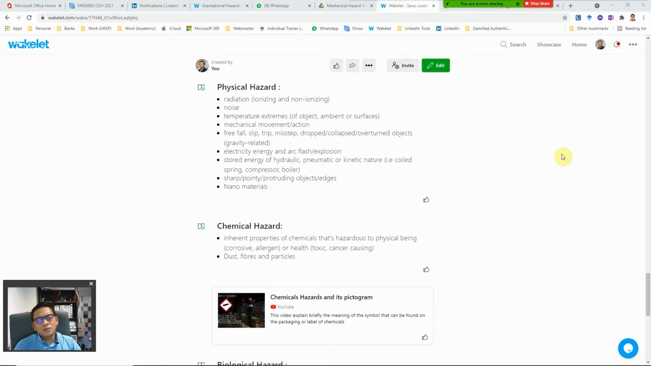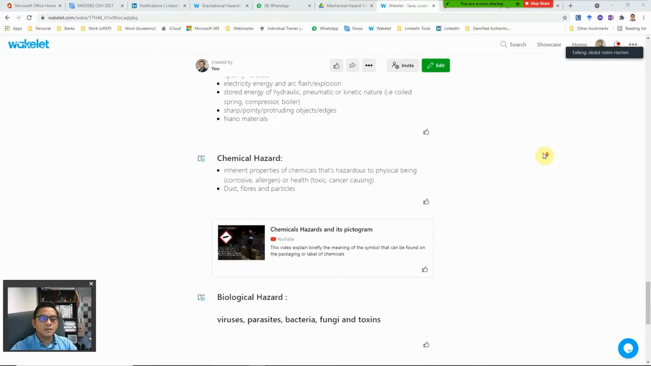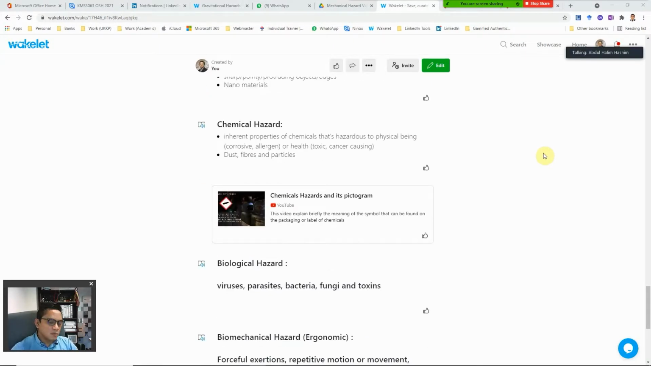And nanomaterials also are considered as potential hazards, but it's not something that is an issue right now, because nanomaterials are rarely used, only in certain industry. It is not rigorously researched, and it depends on the situation, but it is considered that nanomaterials can be hazardous.